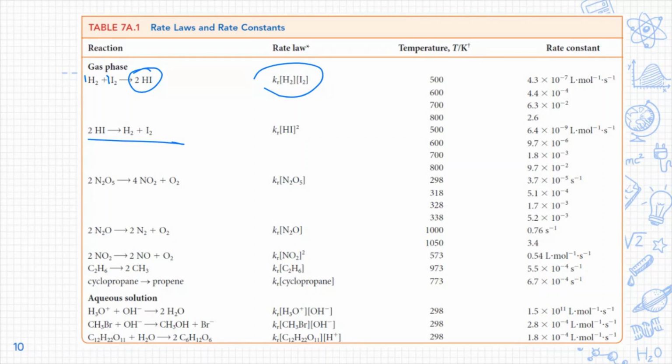This is the reverse reaction of the reaction we just saw, and it seems that the rate law in this case is second order in hydrogen iodide. All right, and all these, you can look back at it later in the PowerPoint that I'll send you in Schoology, so don't worry about them.